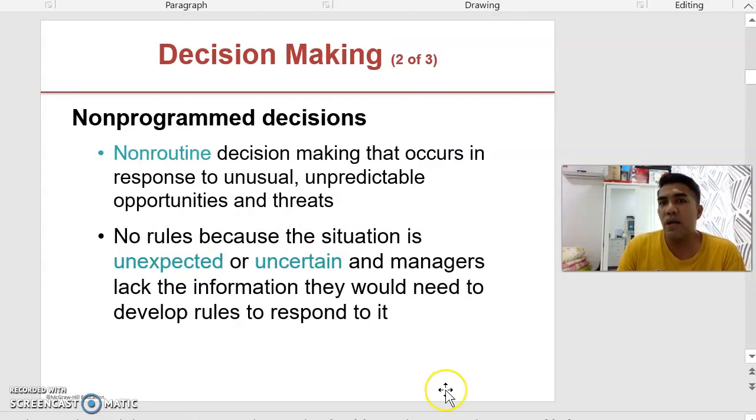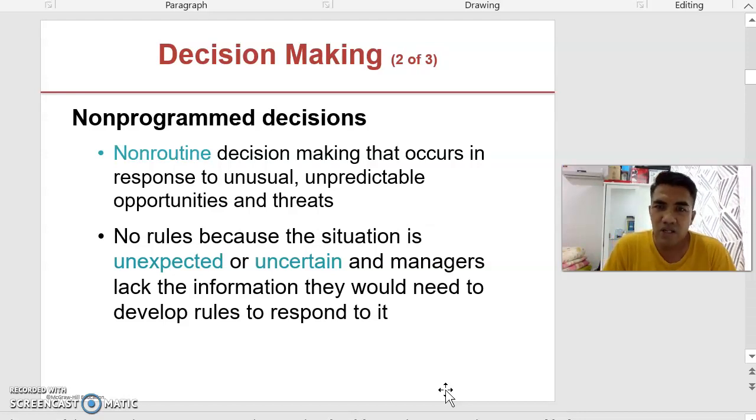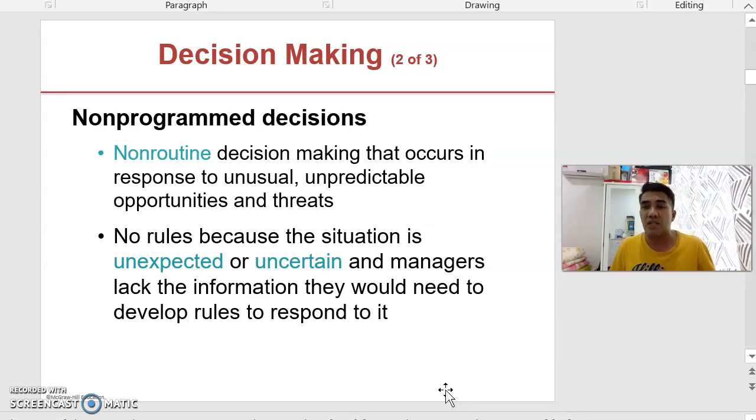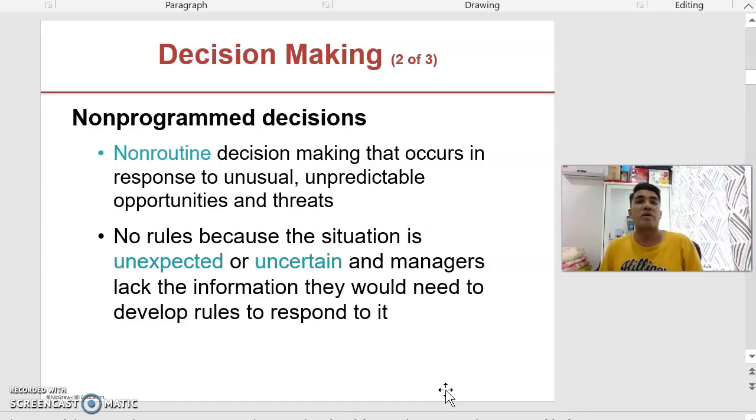And then sometimes we have non-program decisions. This is non-routine decision making that occurs in response to unusual, unpredictable opportunities and threats. There are no rules because the situation is unexpected. We cannot prepare for this. If we can prepare for that, that would fall under the category of program decision.